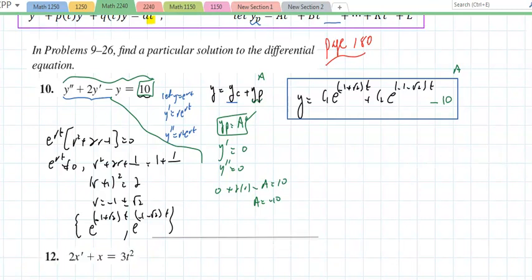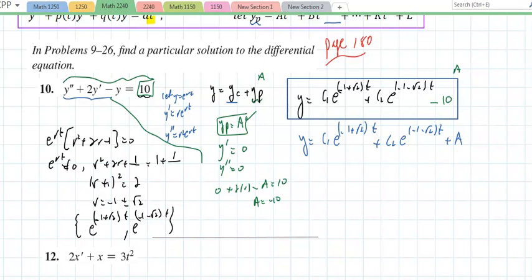Now let me elaborate on what we were talking about just for a sec. Notice the general solution was y equals c1 e to the negative 1 plus radical 2 times t plus c sub 2 e to the negative 1 minus radical 2 times t plus a.